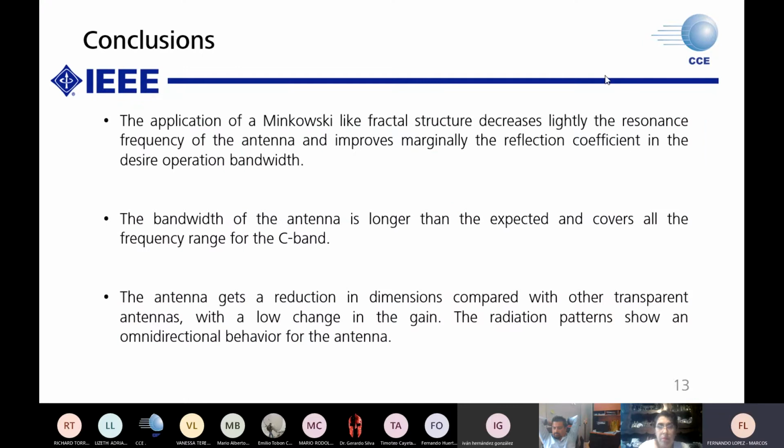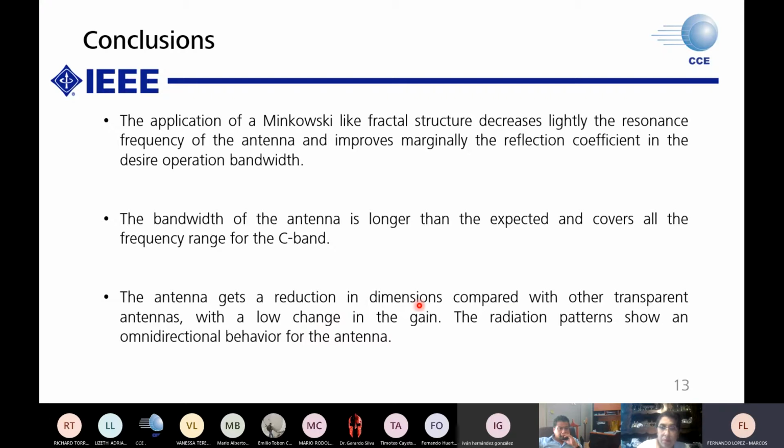The conclusions for this work, first of all: the application of a Minkowski-like fractal structure decreases the resonance frequency and improves the reflection coefficient in the desired operation band. The bandwidth of the antenna is wider than expected and covers the whole frequency range of the C-band. And the other conclusion is that the antenna achieves a reduction in dimensions compared with other transparent antennas, with a low change in the gain.